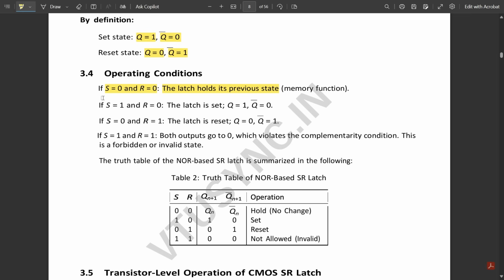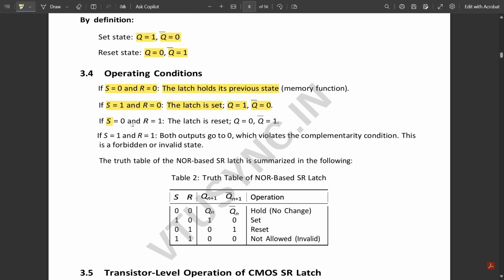But for the second condition, if S is equal to 1 and R is equal to 0, that is this one, 1 0, the latch is set. When the latch is set, the output Q would be equal to 1 and Q bar would be equal to 0. So here at the set state, Q would be 1 and Q bar would be 0.